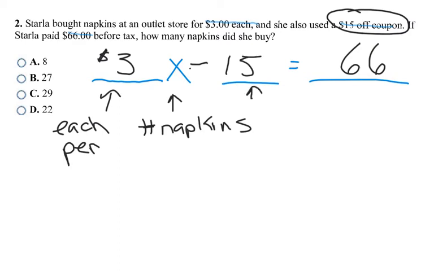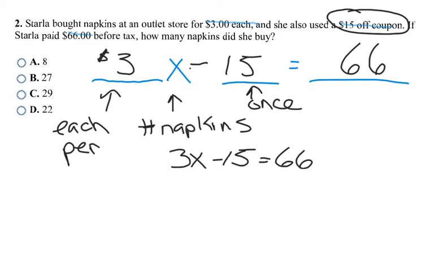Here is the number that happens once. You only take that coupon off once, unfortunately. And so that's why it's not by the x, because it only happens once. So that means I'm solving the equation 3x minus 15 equals 66.